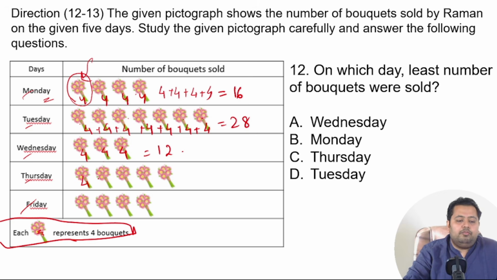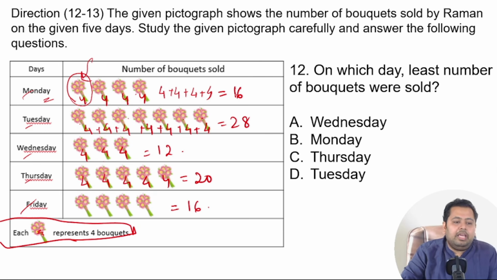Thursday it is going to be 4 plus 4 plus 4 plus 4 plus 4, which is 5 times 4. If you add it, you get 20. And on Friday, it's 4 times 4. If you add it, you get 16, right? So these are the number of bouquets Raman sold on these specific days.